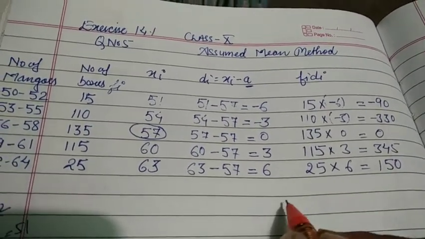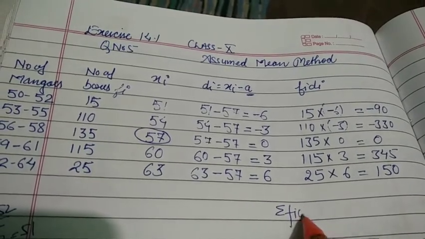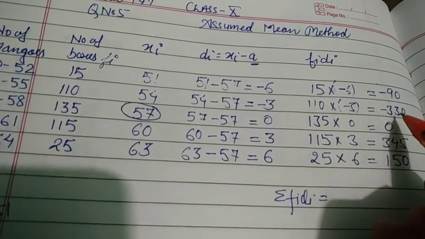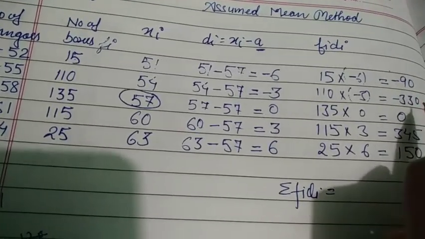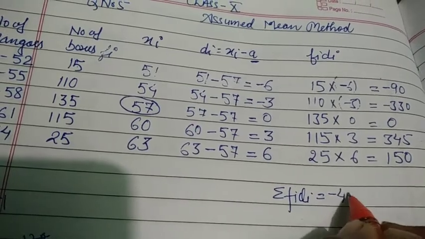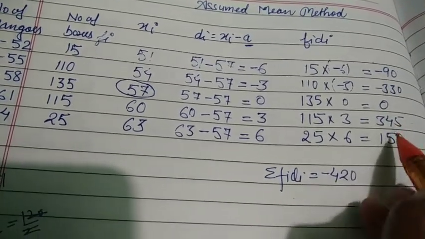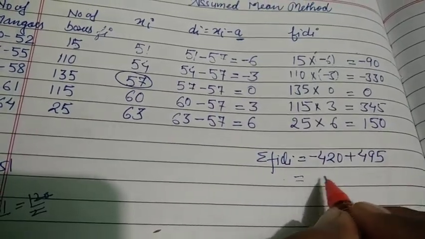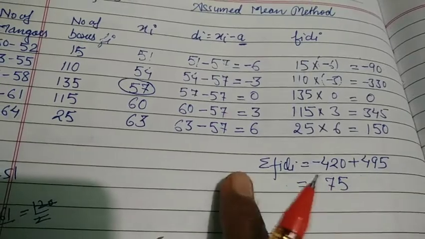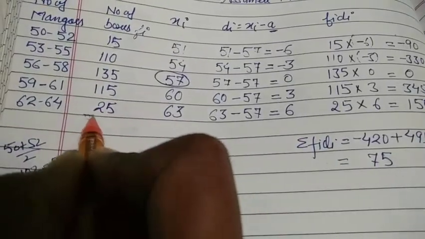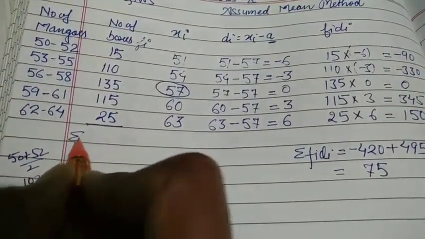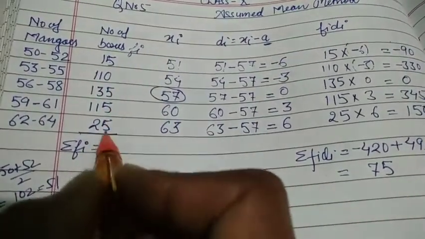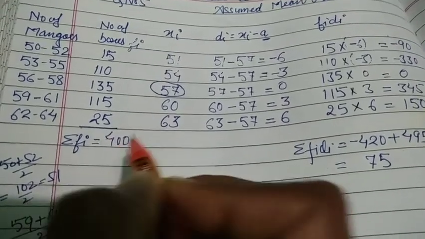Now find out the summation of Fi di. That means you have to just add all these terms. And how will you do the addition? Firstly, add negative terms. When I add 90 plus 330, then I'll get minus 420. And when I'm adding these positive terms, I'm getting 495. Further solving, I'm getting 75 here. So I have got summation Fi di, and when you add all these frequencies, that means you find the summation of Fi, that will come out to be 400.